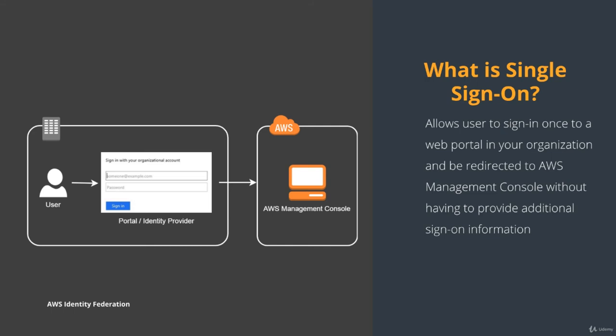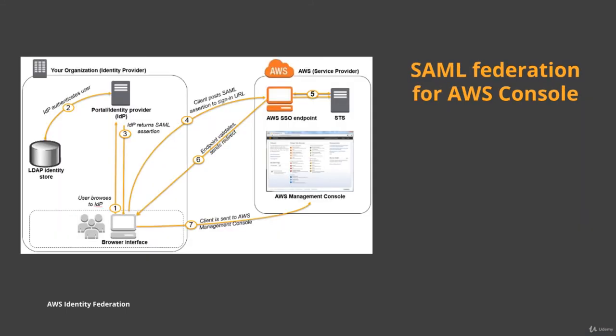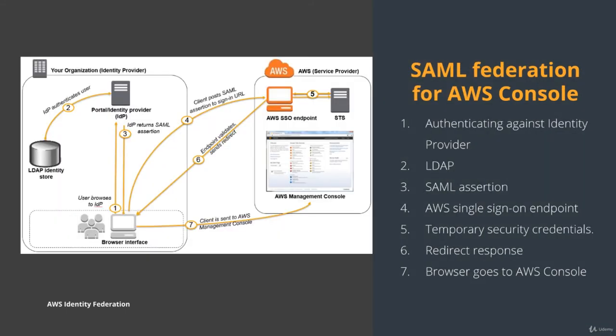In this question scenario, users can sign in to a portal in your organization, and this portal is hosted by an identity provider compatible with SAML. Afterwards, while being in the same browser window, they select an option to go to the AWS Management Console, and they are magically redirected to the console without having to provide additional sign-in information. Now let's look into the details of how this is done. Please note this diagram differs very little from the previous one.